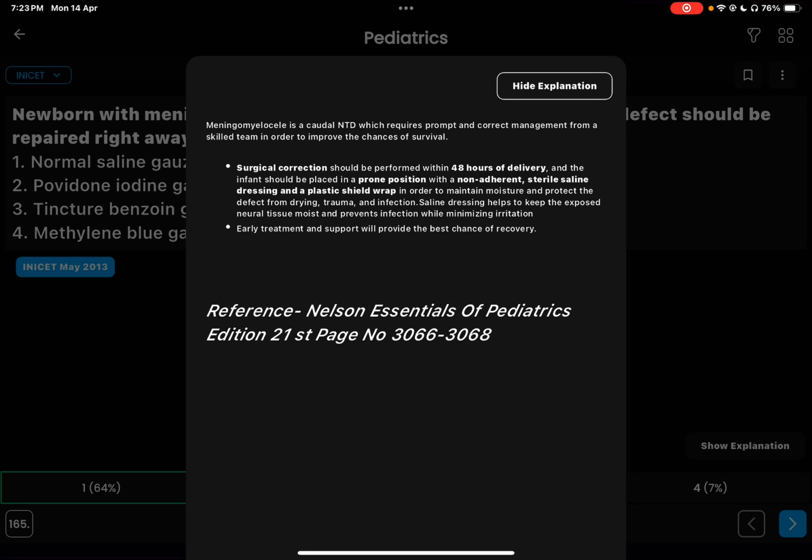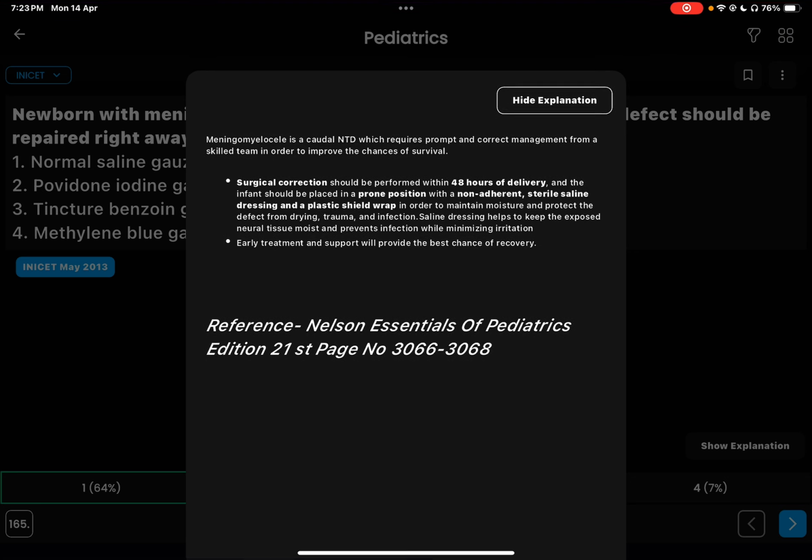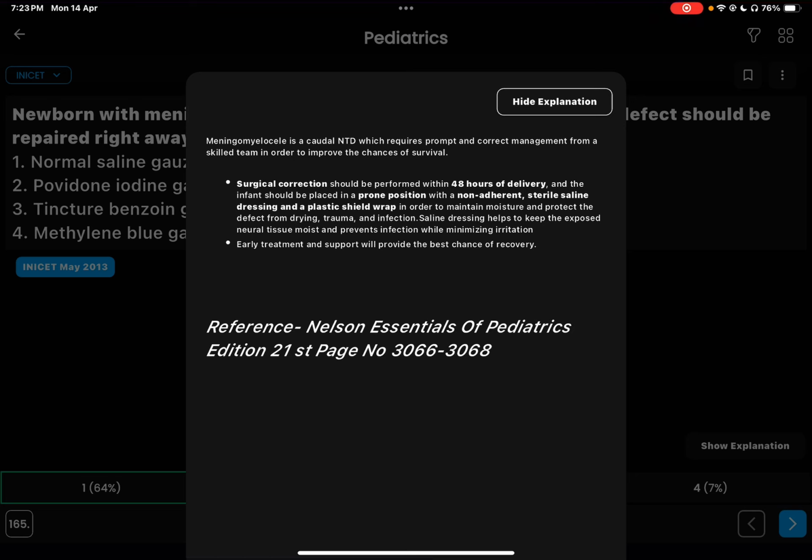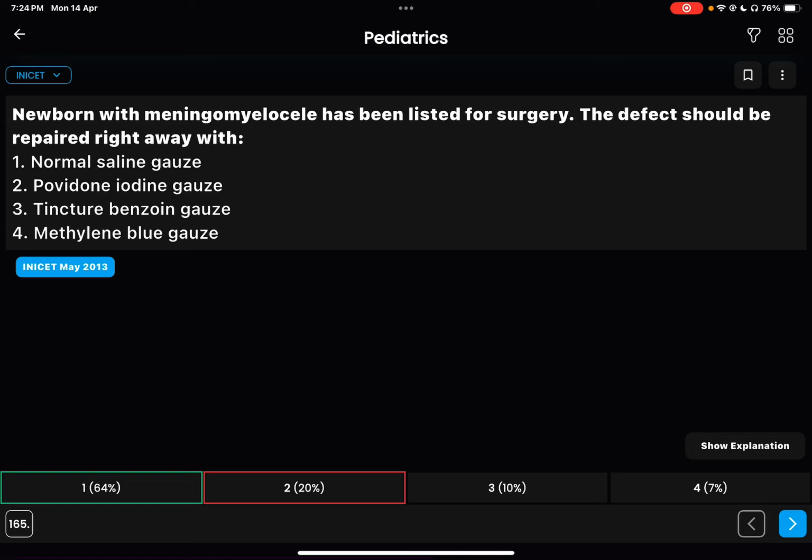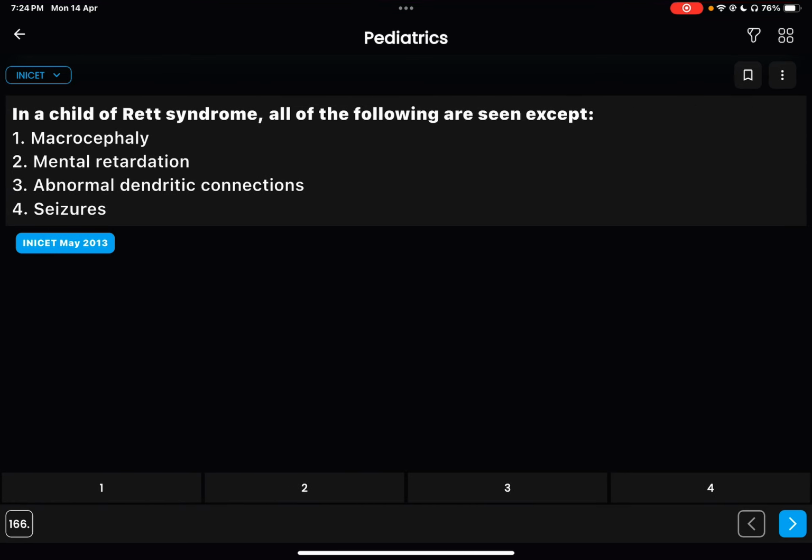Meningomyelocele is a caudal neural tube defect which requires prompt and correct management from a skilled team in order to improve the chances of survival. Surgical correction should be performed within 48 hours of delivery, and the infant should be placed in prone position with a non-adherent sterile saline dressing and a plastic shield wrap in order to maintain moisture and protect the defect from drying, trauma, and infections. Normal saline gauze.